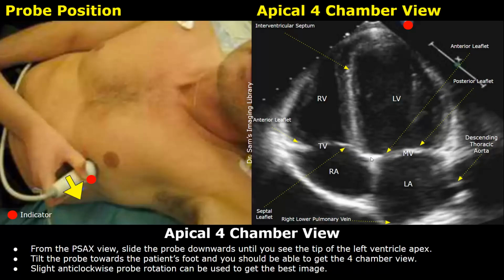The tricuspid valve is present between the right atrium and ventricle. The anterior tricuspid valve leaflet is attached to the right ventricle wall, and the septal leaflet is attached to the interventricular septum. You can also see the descending thoracic aorta near the left atrium. And down here, this groove, is the right lower pulmonary vein.